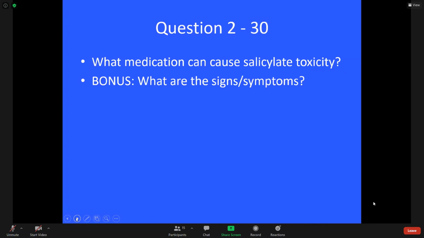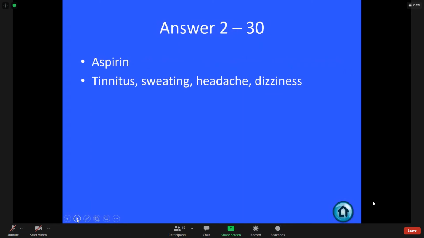Isn't this your aspirins and NSAIDs? Yeah, your aspirin is what this one is. So your signs and symptoms are going to be what? I just remember tinnitus. Correct. Good one to remember. So headache, dizziness, sweating. You're also going to see tachycardia, agitation, hallucinations, possibly even convulsions.